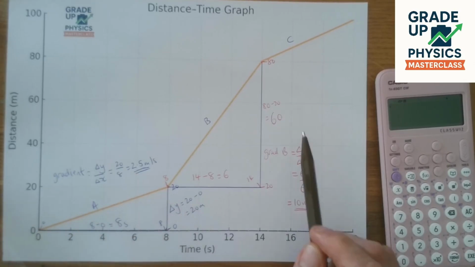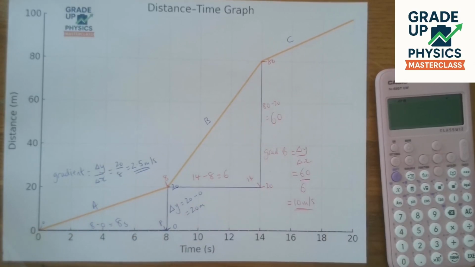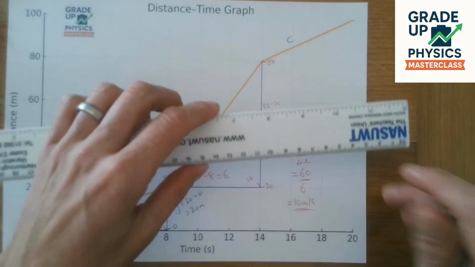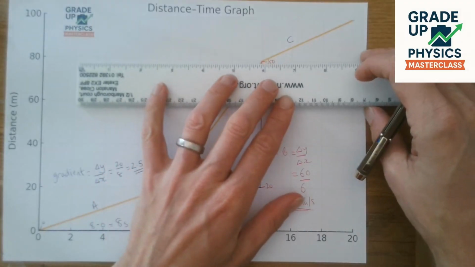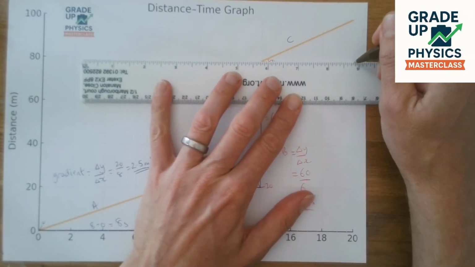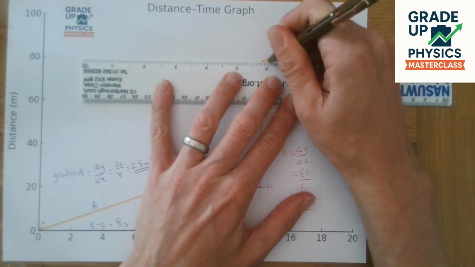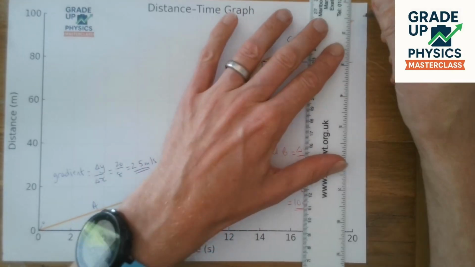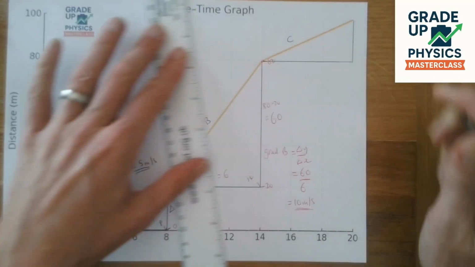So now's the time, pause the video, have a go at section C for yourself, and we'll come back in a second and see how that went. So let's have a look at section C. I hope it went well for you. So once again, let's draw this triangle on. I know it's going to be from here. We'll go green this time, I think. So there's a nice big gradient triangle on.